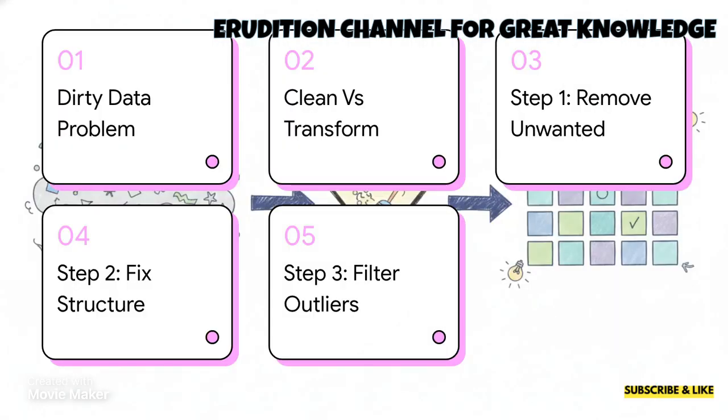Okay, so here's our roadmap for today. We are kicking things off with the dirty data problem, then we'll clear up the confusion between cleaning versus transformation, and finally, we'll walk through a solid 3-step template: removing unwanted information, fixing structural errors, and filtering outliers.